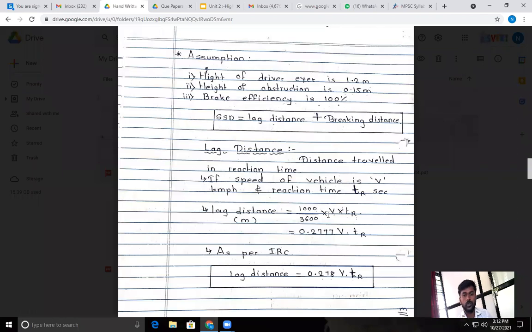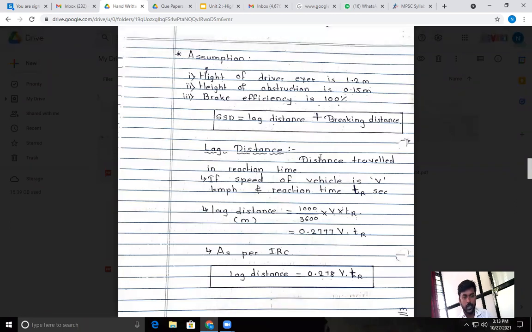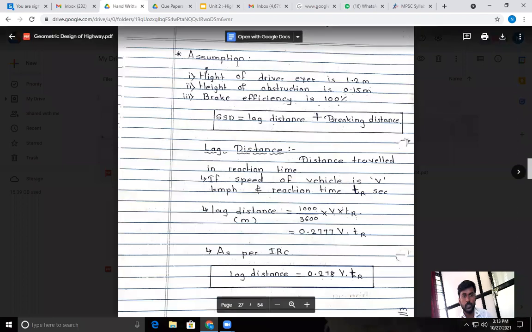Write down the formula for lag distance. Everyone, please write down the formula. We have to solve the examples on this formula, so everyone should copy it.